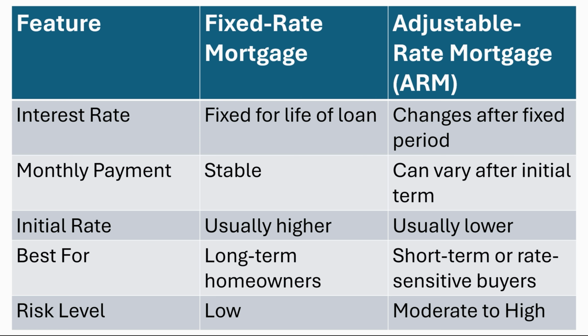Now, the fixed rate is best for long-term homeowners. So if you plan on staying in the home for 15, 20, 30 years, then you may want to go with the fixed rate. But if you're a short-term or rate-sensitive buyer, if you know that you're just going to be in that property for 2 to 3 years or even 5 years, then why not look at the 5 or the 7-year ARM if it's going to save you money over the life of the loan? But you just need to know whether or not you plan on being there in the long term. And the risk level on the fixed rate is very low, where the adjustable rate has moderate to high risk.